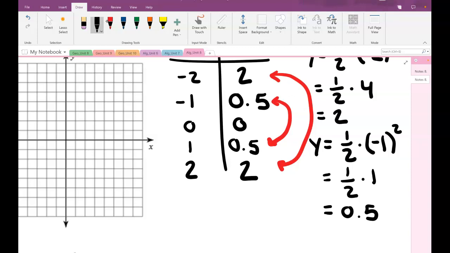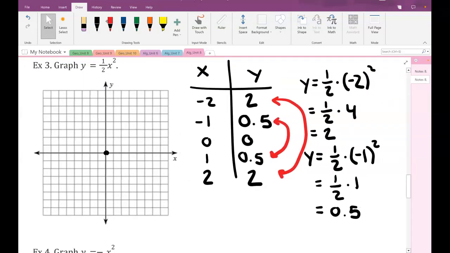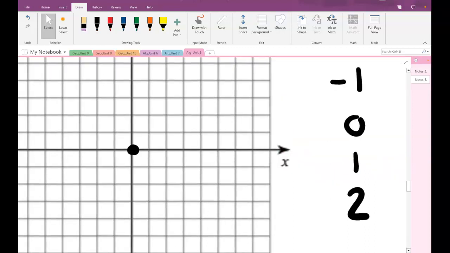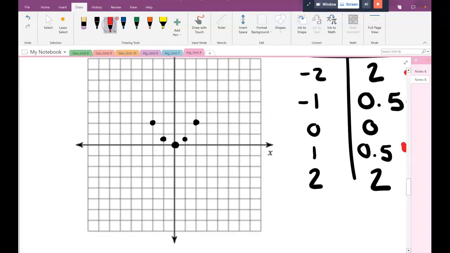So we graph this. 0, 0. If it's a decimal, you just have to approximate where it would be. 0.5, that's half of 1. So we're going up like half a box. And then 2, 2, we go over 2, up 2. And then we mirror it on the other side. So now our U, or our parabola shape when we draw it, it's kind of stretched out. It's not as narrow. It's wide.